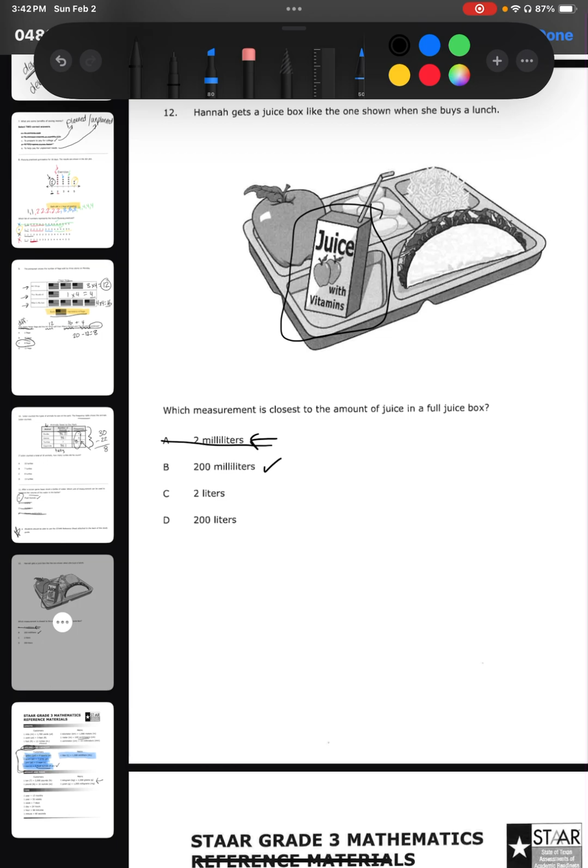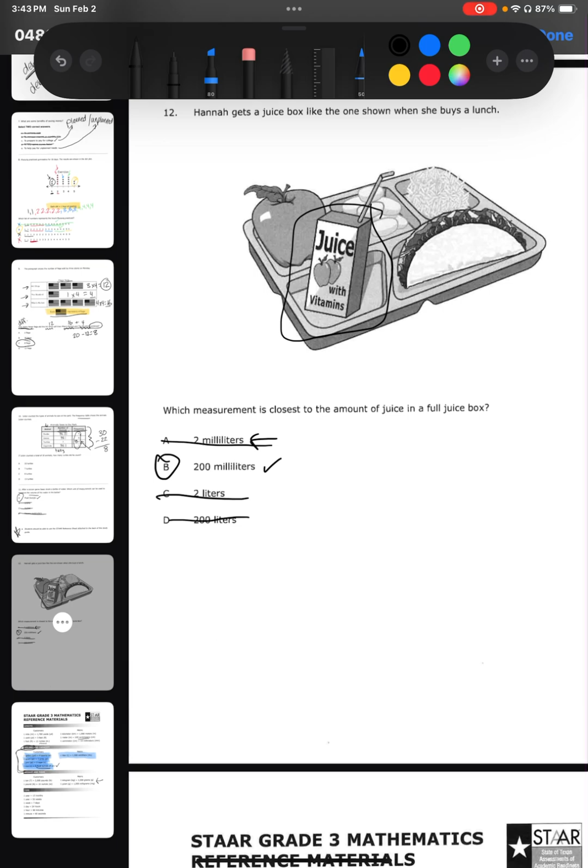2 liters. 2 liters would be 2 big soda bottles of drink. That can't be it. And lastly, 200 liters. No way in the world do 200 liters fit in there. You can't even fit 1 liter in that thing. That's where that strikeout tool comes into play. If you will strike out what you know can't be it, even if you're not 100% sure, go with what you're left with, okay? It works the same way.